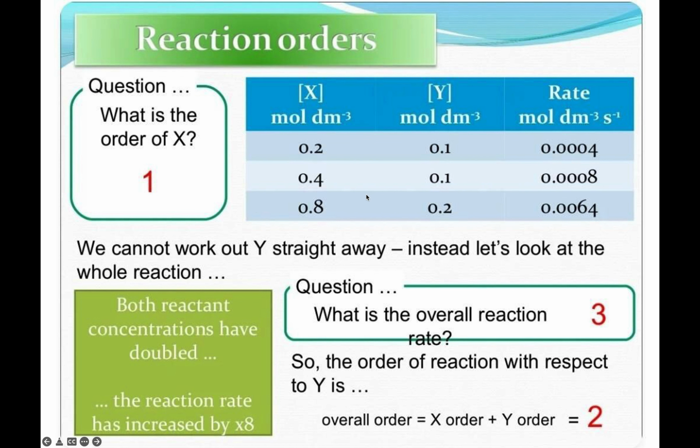You can see that both reactant concentrations have doubled and the reaction rate has increased by 8 times. So what is the overall reaction rate? 1 plus 2, 3. The order of the reaction with respect to X is 1 and Y is 2. The overall order will be X order plus Y order. So X order is 1 and Y order is also 1. Overall reaction order will be 2 and overall reaction rate is 3. So don't get confused between the reaction order, reaction rate and overall rate.